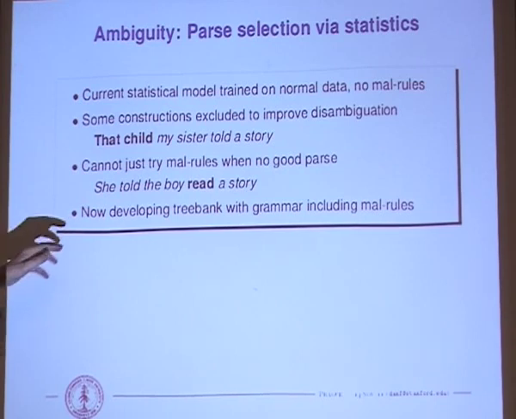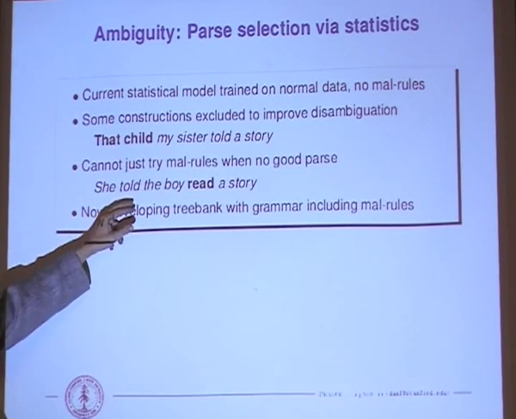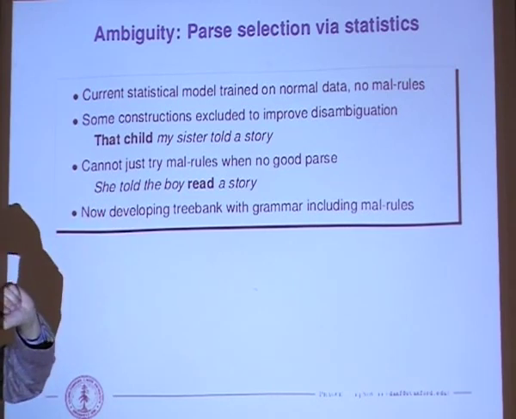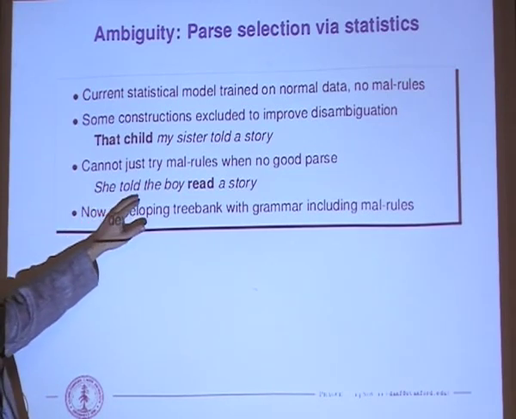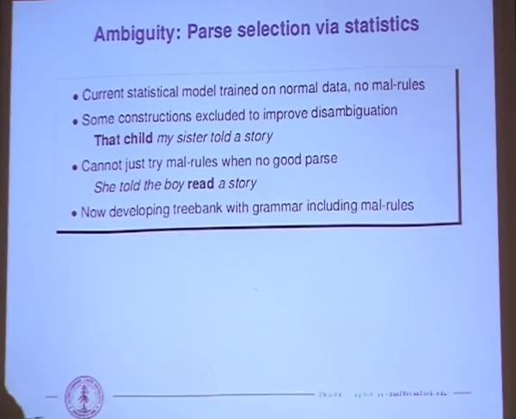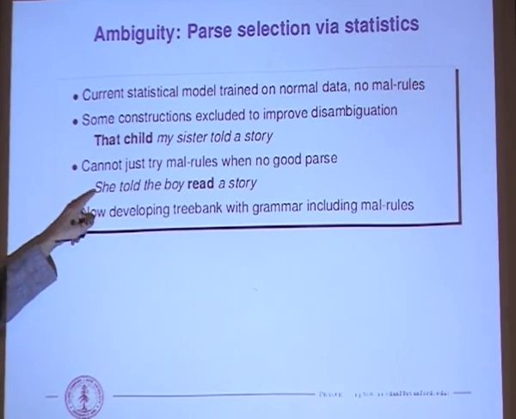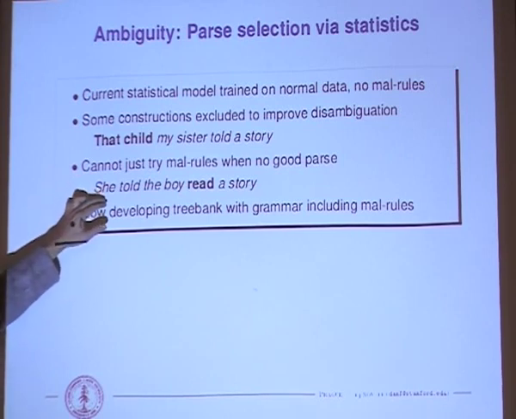Because an example like this, she told the boy read a story, is ungrammatical in the intended reading, but it has another sense of she told the boy who was read a story. Easier to see if I gave you the sentence, she told the boy given a book. Namely, the boy who was given a book was told something. That's a grammatical string. The parser is going to find that analysis. If I say, only give me an ungrammatical reading or a report, if you can't find a good one, I'd miss this kind of construction.